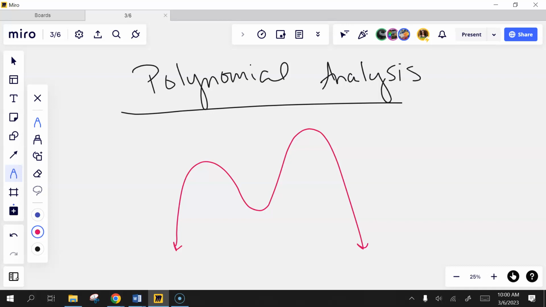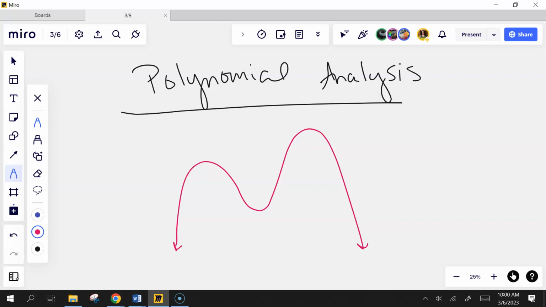If I drew this, if you just looked at this, do you think that this would have an even degree or an odd degree? Why? But what about it says that? They're both going in the same direction, right? And when they're both going in the same direction, that tells me it's an even degreed polynomial. So whether they're up or down, as long as they're going the same way, that tells me it's even.